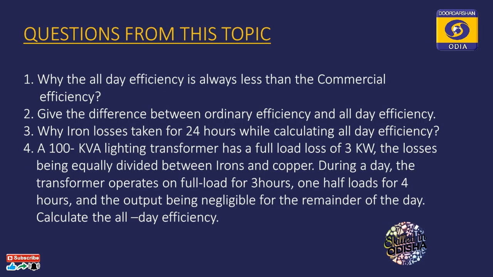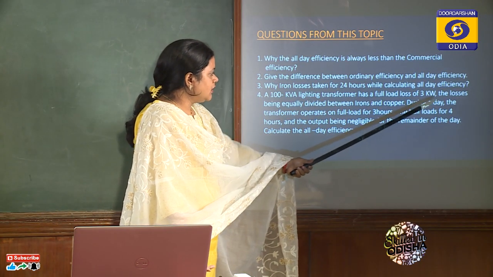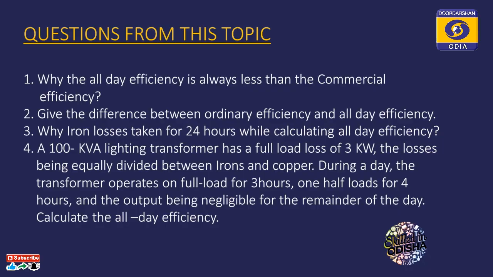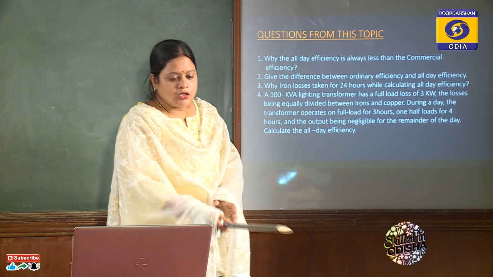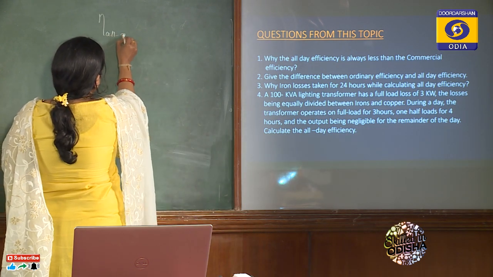And the last one is a short problem. A 100 kVA lighting transformer has full load losses of 3 kilowatt, the losses being equally divided between the iron and copper. During a day, the transformer operates on full load for 3 hours, half load for 4 hours, and the output being negligible for the remainder of the day. Calculate the all day efficiency. So we should calculate the all day efficiency for this data.